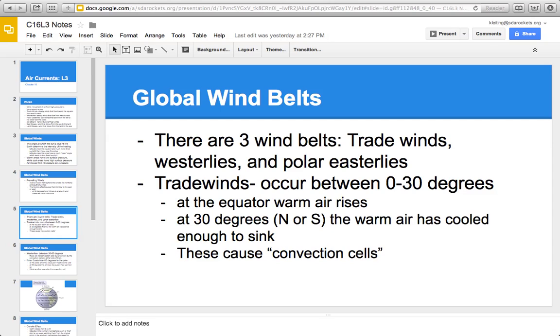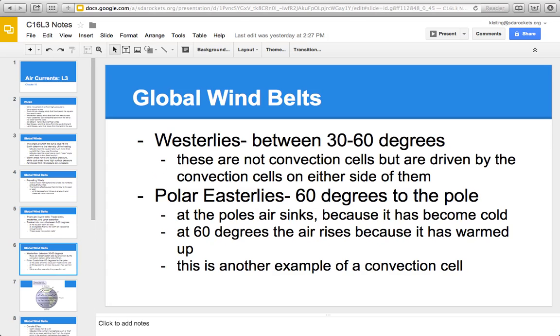So this warm air goes up, and it's carried north or south, depending on where it's at, up to about 30 degrees north or south latitude. When it gets to that point, it's been high in the air so long, and we know that in the troposphere, the higher the altitude, the colder the temperature. So it starts to cool back off, and when it gets to 30 degrees, it's cool enough that it starts to fall again. And this makes its convection cells.